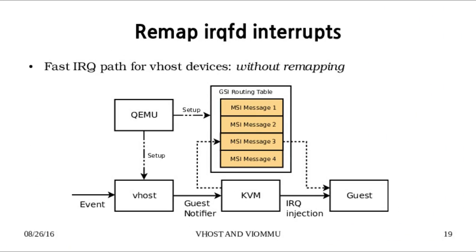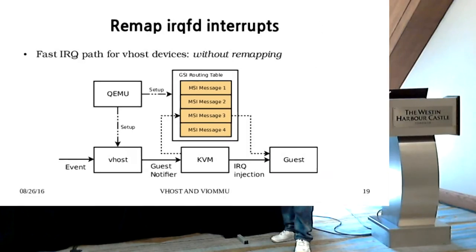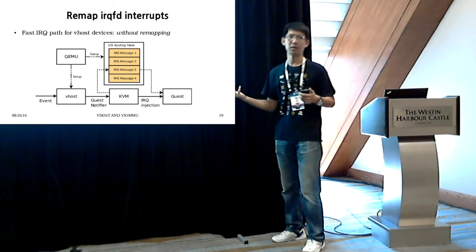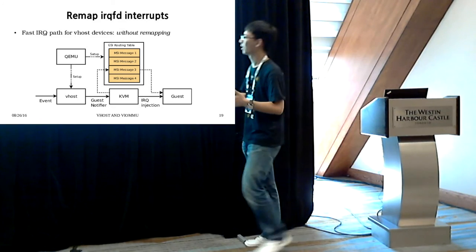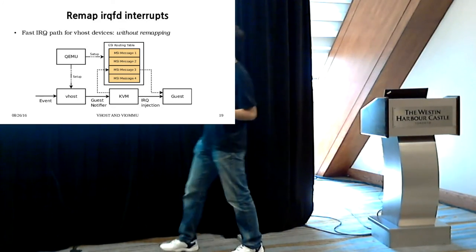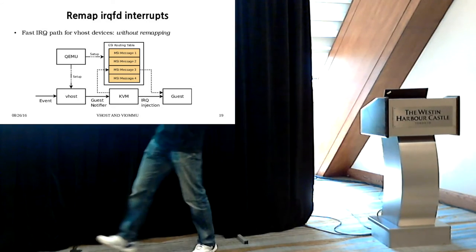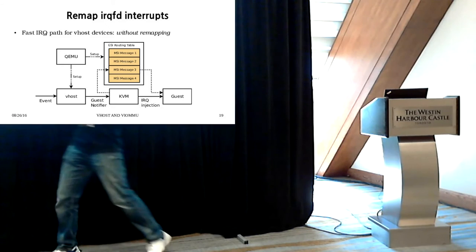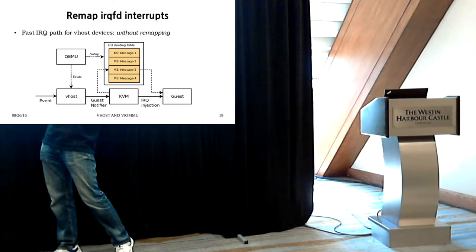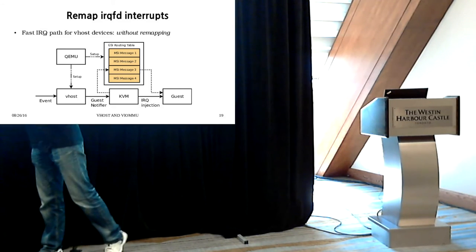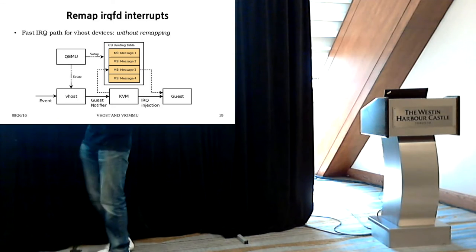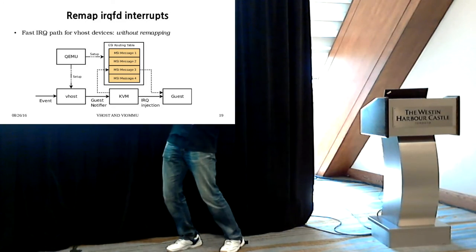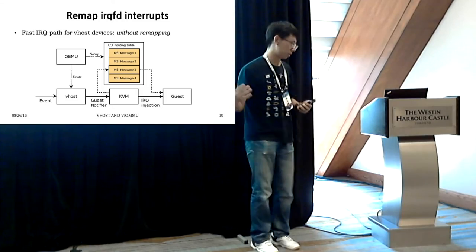This is one step further, to support IRQFD. We know that IRQFD is based on the GSI routing table. We set up the routing table first. We set up IRQFD, and everything works. Basically, QEMU is responsible to set up everything, set up the vhost backend, set up the GSI routing table, insert every MSI message, and when the interrupt comes, for example, if this is a virtio-net PCI device, when there is some data from the tap device or something, we just get an event, which is an interrupt to vhost. vhost triggers the guest notifier, and it will actually fetch the specific MSI message and inject it into the guest. So that's how vhost interrupts work in general.